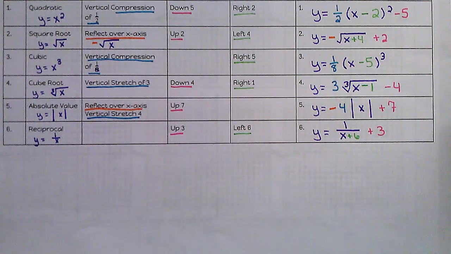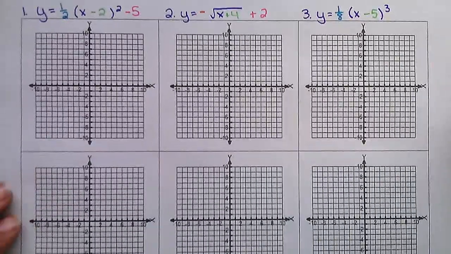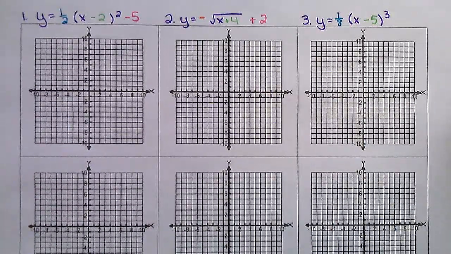Okay, now we are going to flip over to our graphs and graph these. So I wrote out all of our functions just so we would have them and you wouldn't have to keep flipping back and forth. So you can write them down. Number 1, we're going to do y equals 1/2 (x minus 2) squared minus 5.